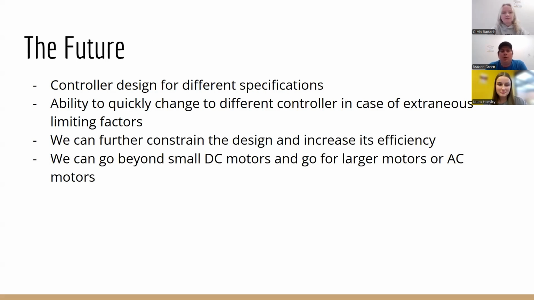In the future, this controller design can be used for different specifications. We can change the specifications and further constrain our controller design. We have the ability, because of these experiments, to quickly change to a different controller, like a proportional derivative or a hybrid controller, in the case of extraneous limiting factors. We can further constrain the design to increase its efficiency and make it better for more tight specifications. And we can go beyond these small DC motors and go for larger DC motors or even change to AC motors.